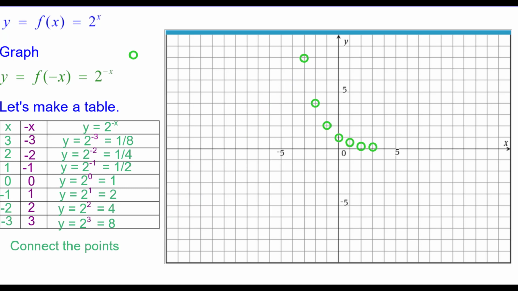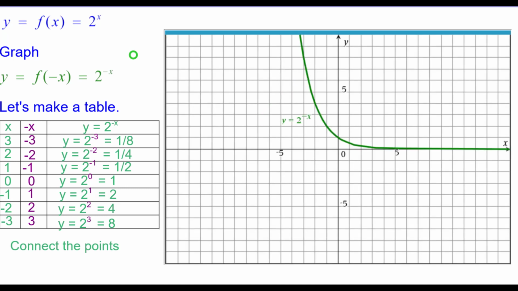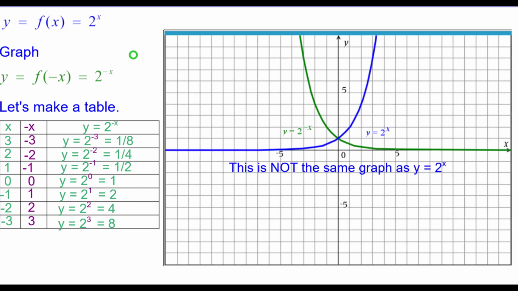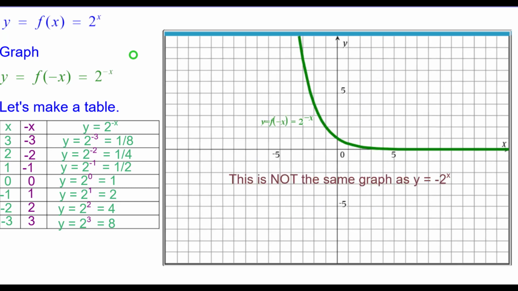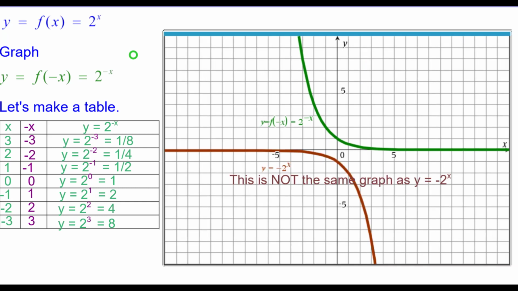Connect the points. And we get this graph right here, y equals 2 to the opposite of x. This is not the same graph as y equals 2 to the x. We'll graph that on the same pair of axes. Notice that the x-axis is an asymptote for both of them. So y equals 2 to the x is not an even function. It's not the same as the graph y equals the opposite of 2 to the x. Let's look at that one as well.